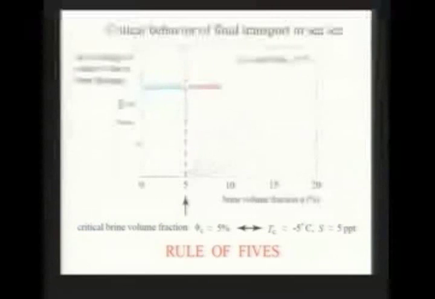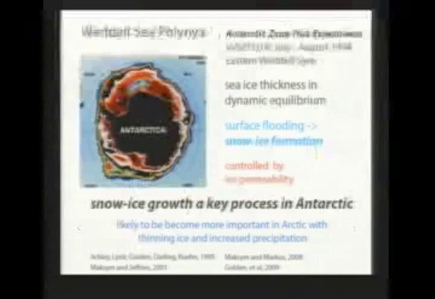And I observed that this critical brine volume fraction of 5%, for a typical bulk salinity of 5 parts per thousand, corresponds to a critical temperature of -5 C. So because of all the fives, I just called this the rule of fives. And now it's really permeated the sea ice literature, because as you'll see, it controls so many of the processes that go on in sea ice.